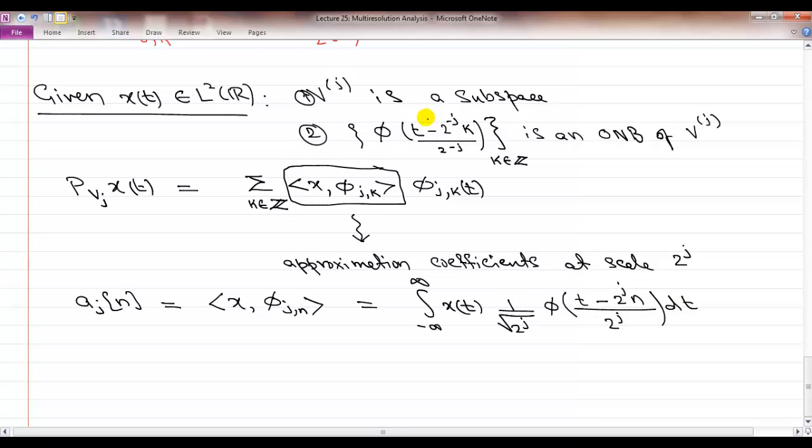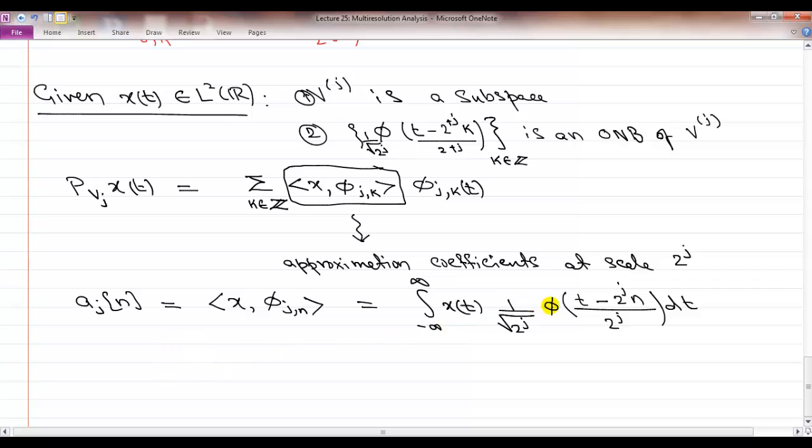Okay, I think this should be plus here above, and there should be 1 over square root of 2j here. Okay. And we also know that this integration, this inner product, can be simply computed as convolution of x with another function and then sampled at the right instance.